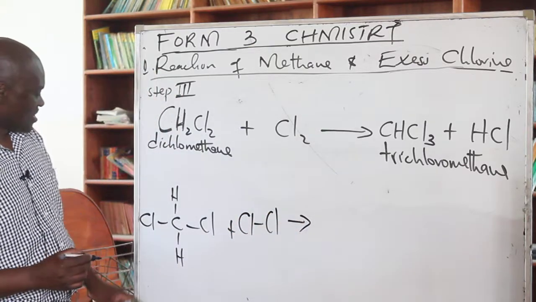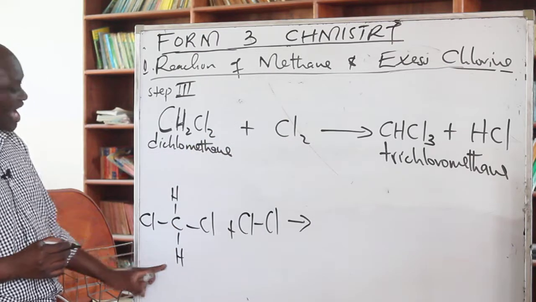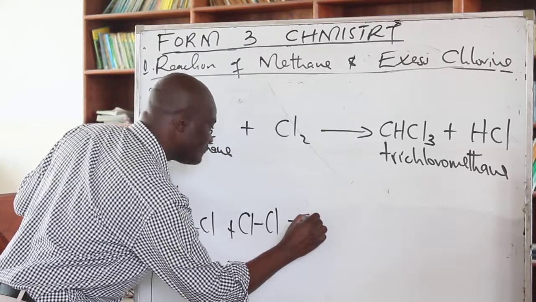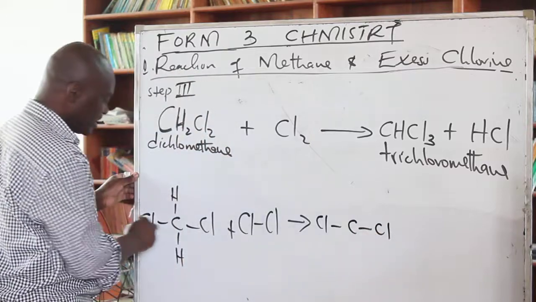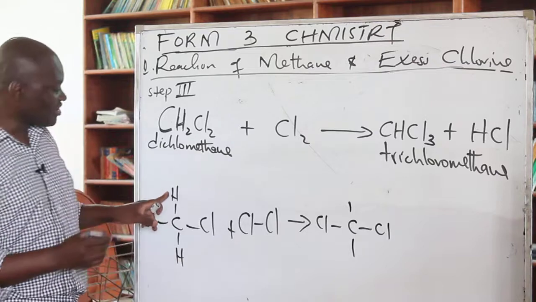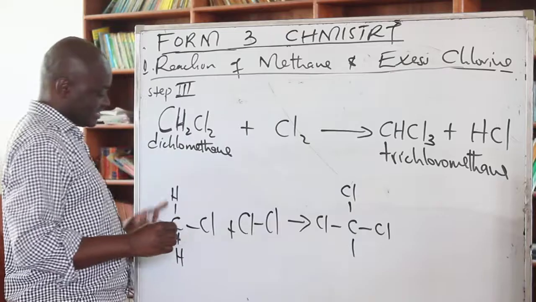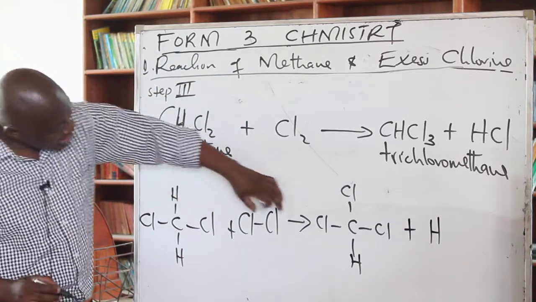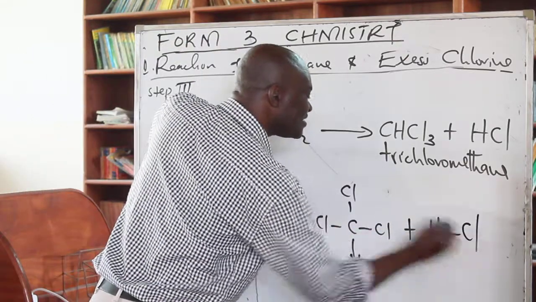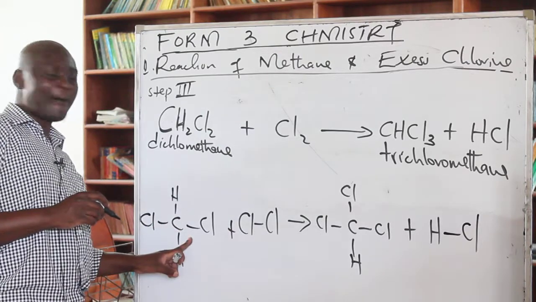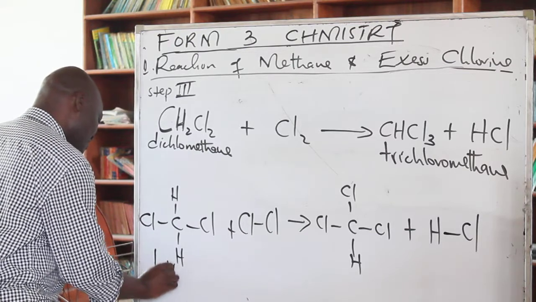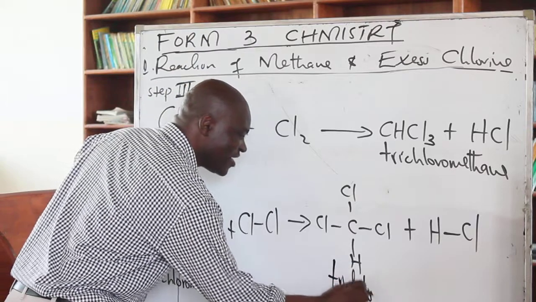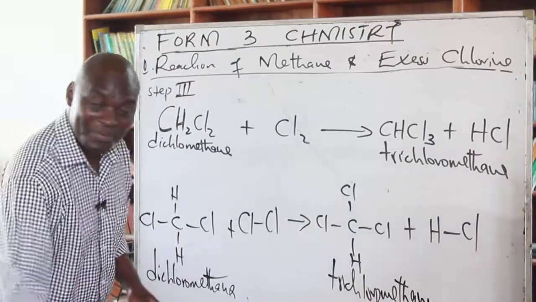So this one will give us 1 chlorine. We have said 1 chlorine will substitute 1 hydrogen. So let us remove this hydrogen. Replace it with chlorine. So this chlorine will come up here. Meaning now we'll have chlorine, carbon, chlorine, chlorine, carbon, chlorine. Then up here, instead of having hydrogen, we'll replace it with chlorine. This one will remain as hydrogen. So this hydrogen from here will combine with this chlorine remaining here to form hydrogen chloride. So this one is dichloromethane. And this one is trichloromethane.